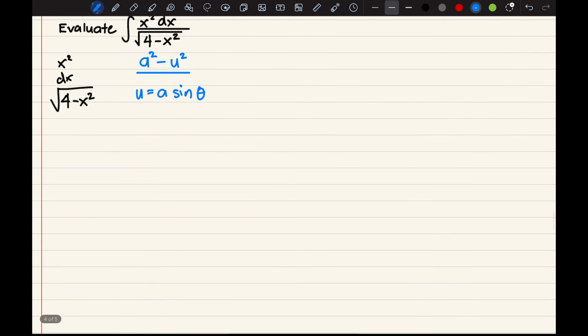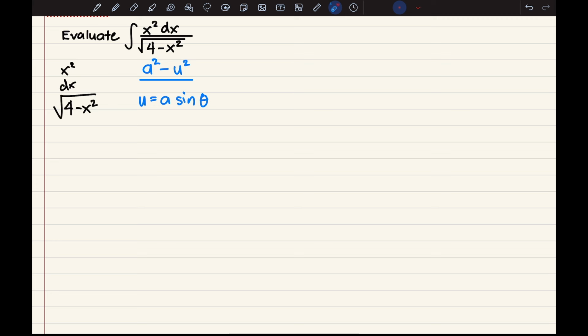So let us determine the values of u and a. Since a squared is equal to 4, getting the square root of both sides, we will get a is equal to 2. And since u squared is equal to x squared, we write that down. U squared is equal to x squared, getting the square root of both sides.